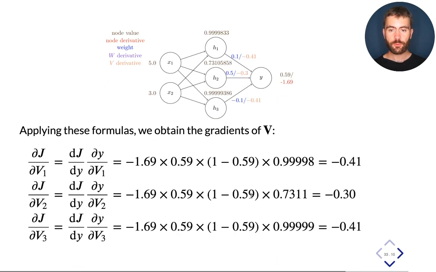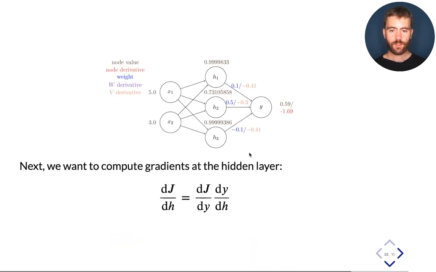So applying these formulas, I can now compute the gradients for each of these weights. Here in blue I have the weights, and in red I have their gradients. This is just an application of the formulas that I had in the previous slide. And now I want to compute the gradients with respect to the weights of the hidden layer. So these are going to be the gradients that are here.